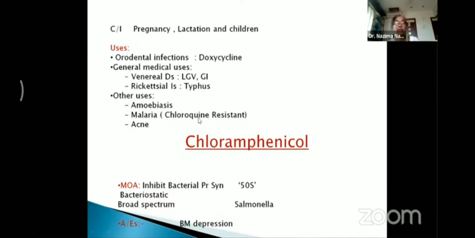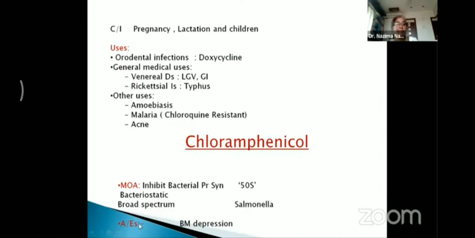Chloramphenicol, this drug is again classified under the broad spectrum antibiotics because it acts on a large group of organisms. Mechanism is again similar to the tetracyclines. It acts by inhibiting the bacterial protein synthesis by binding to the 50S ribosomal subunit. It has a bacteriostatic action just like tetracyclines. However, it mainly acts on the Salmonella group of organisms. So the activity is mainly on the Salmonella group of organisms.